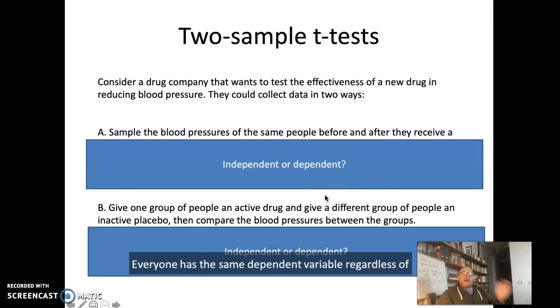Let's do this first. I just want to see if you can identify which one of these is independent or dependent, so hit pause, take a look at that.